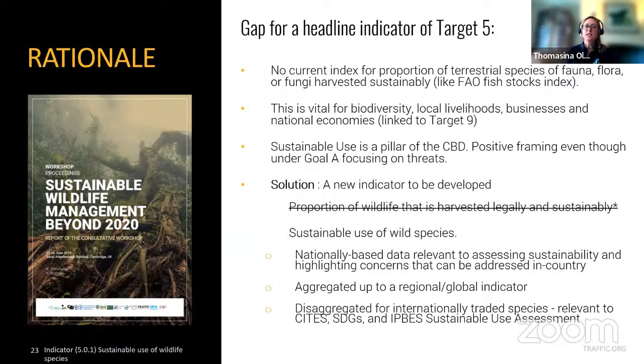With no current index, TRAFFIC have proposed to work with parties and other relevant experts to develop a framework for a new indicator. We advocate that this should allow for national data collection and national level indicators on sustainable use that can then be aggregated up to regional and global indicators. It would also be designed to disaggregate, for instance, for internationally traded species or by different use types.